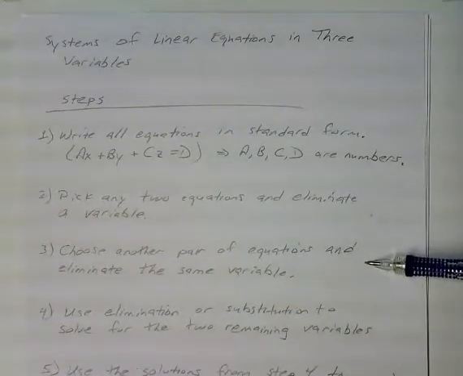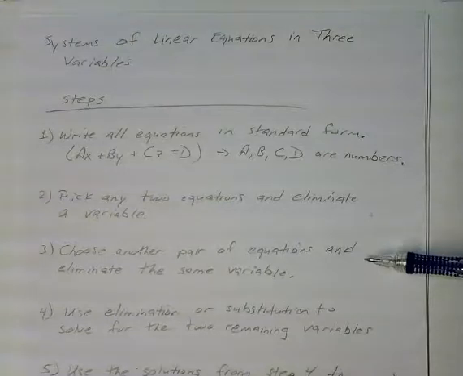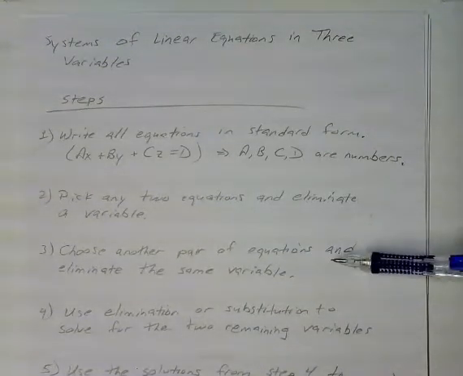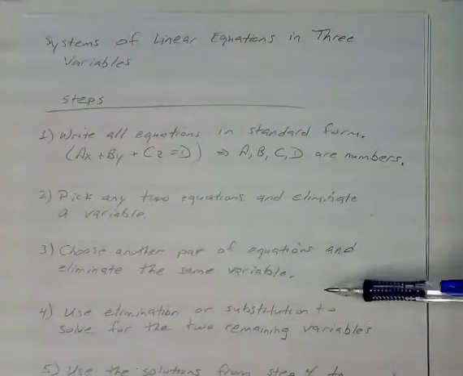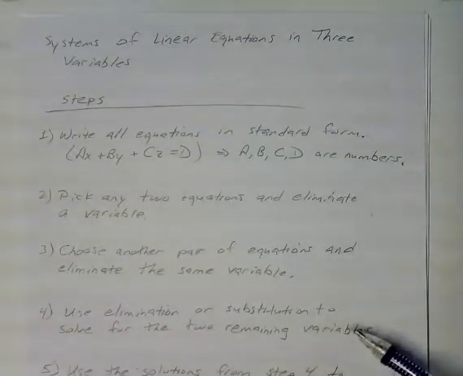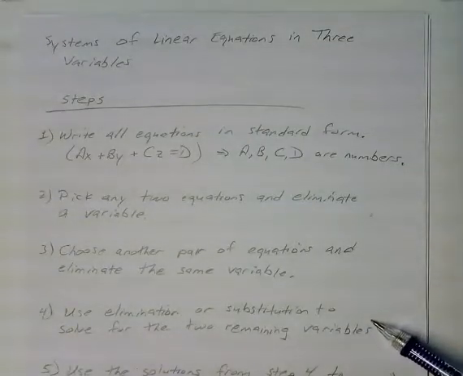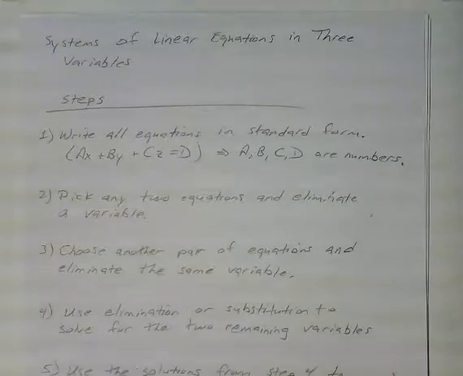Okay. Now for your third step, you're going to do the same thing for 2 different equations. So choose another pair of equations and eliminate the same variable that you did in step 2. Okay, step 4, you're going to use elimination or substitution to solve for those 2 variables. So the ones you didn't eliminate, you're going to solve for them.